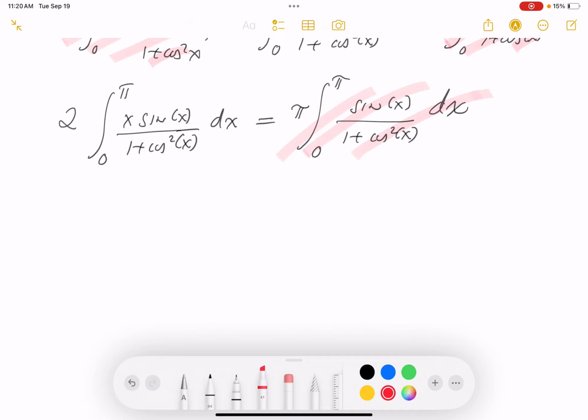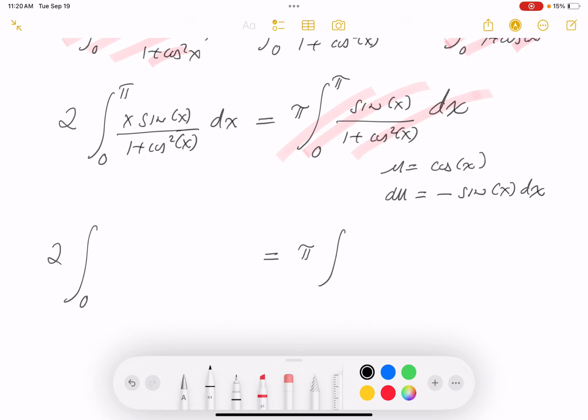And why is that? It's clearly a u substitution problem. Let me write this down. I'm going to let u equal the cosine of x. What would du equal? Well, du would equal minus sine x dx. So let me write this down. I get pi. By the way, this is equal to 2 times the integral from 0 to pi of x sine x over 1 plus cosine squared x dx. So I get pi.